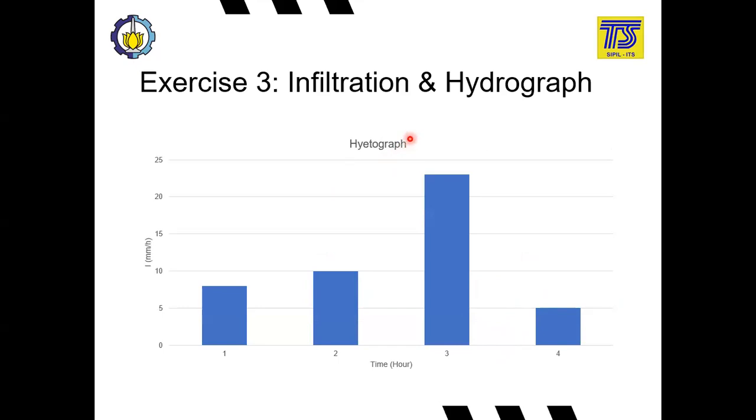A hyetograph is different from a hydrograph. For a hyetograph, the curve is related to the intensity of the rainfall, so the y-axis is the intensity and the x-axis is the time. For a hydrograph, the y-axis is not intensity, it is the discharge. So that's the difference. Here we have the first hour, second hour, third hour, and fourth hour of rainfall intensity that we already calculated before.